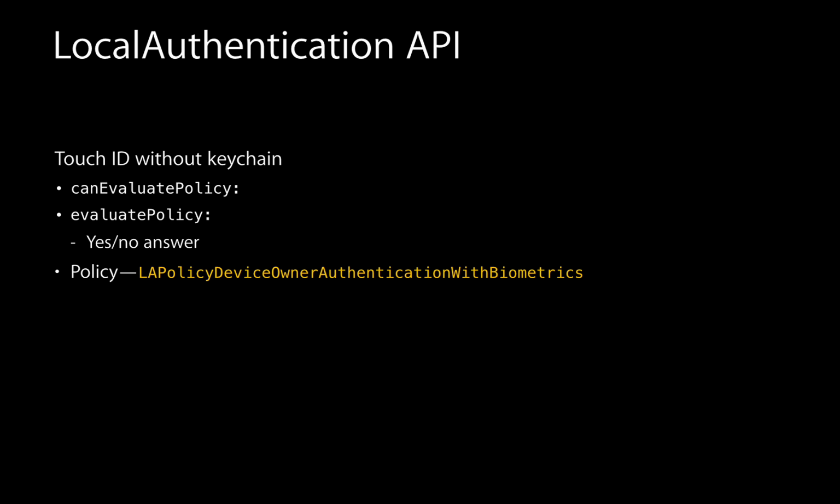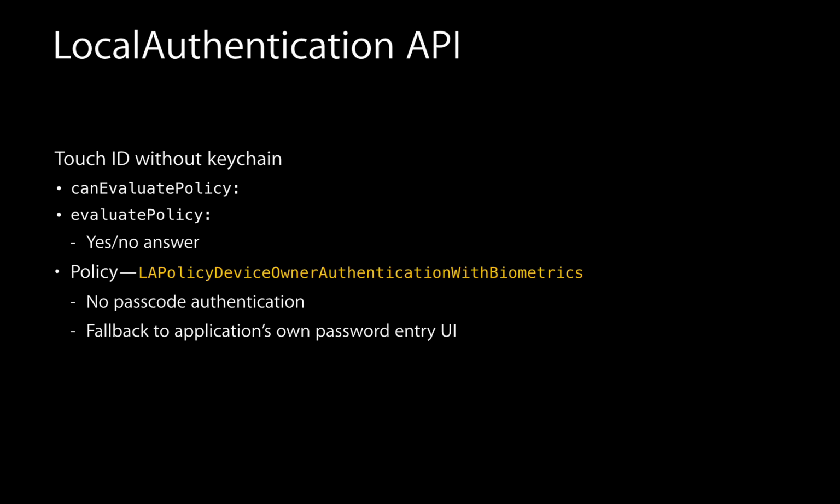Let's see what policy we have. So this is the policy you can use to show the Touch ID. And contrary to the keychain case, and I was already mentioning that, there is no passcode fallback mechanism. But your application has to provide its own password entry UI and your own fallback mechanism to allow the user to skip this operation. You should already have some mechanism like that because you are just extending your application. So this is the way how to reuse this mechanism.